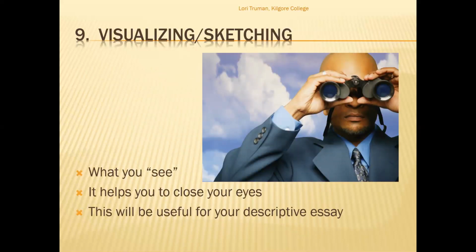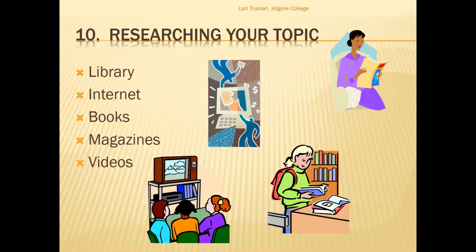Number 9 is visualizing or sketching. Maybe it just means closing your eyes and thinking about that topic and visualizing things on that topic, trying to think about what you actually see, and that's what you write down. And last but not least, maybe you just have to do the old-fashioned way of research, looking in the library, looking online at books and magazines, videos, and of course databases to generate ideas about your topic from other sources.